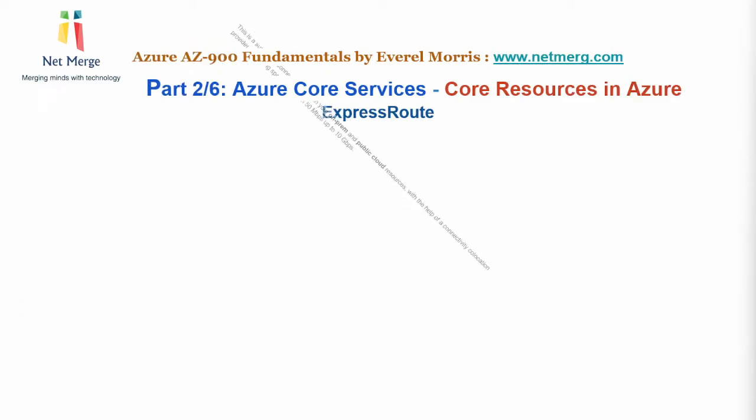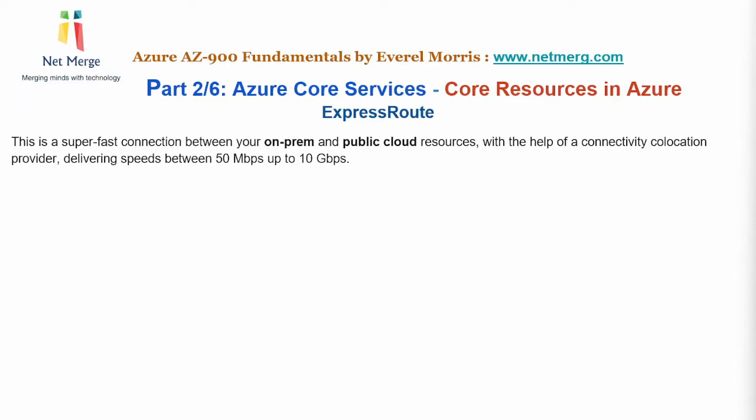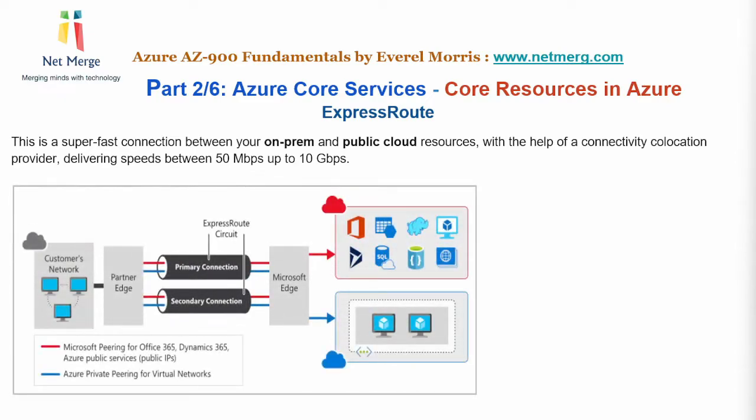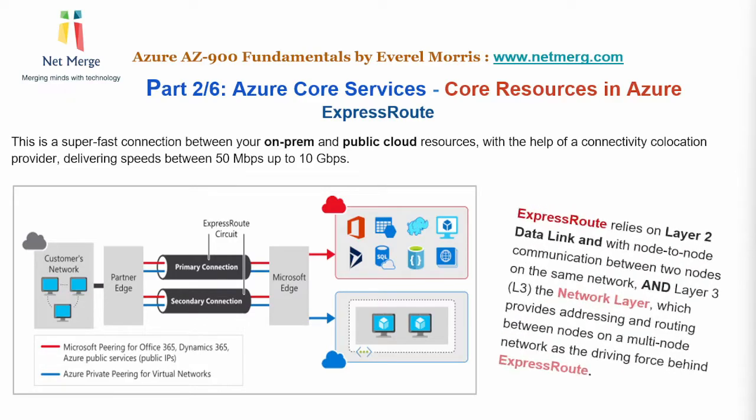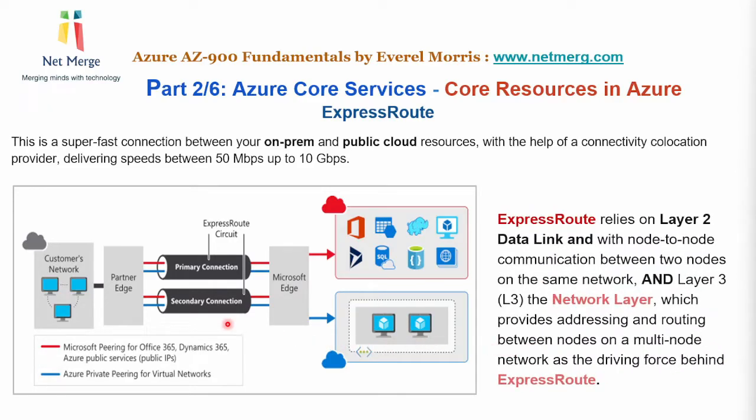Now, ExpressRoute. I spoke about ExpressRoute before. This is a super fast connection between your on-prem and public cloud. I promise I will come back to it a little later. With the help of a connectivity provider, you're able to deliver speeds from 50 megabits up to 10 gigabits. That's super fast, and they're able to do that because they're not going over the traditional internet. They're using a special layer 3 connection.